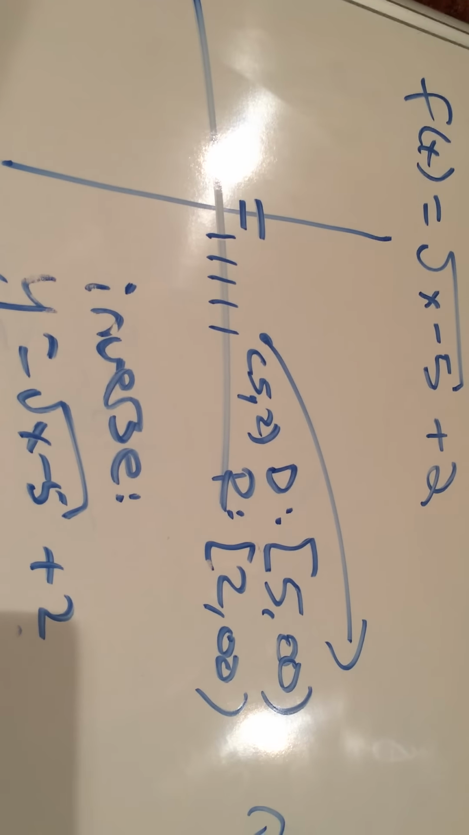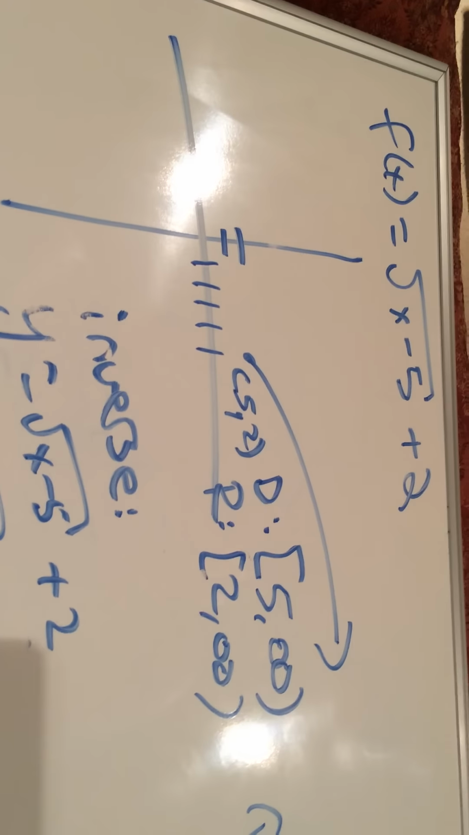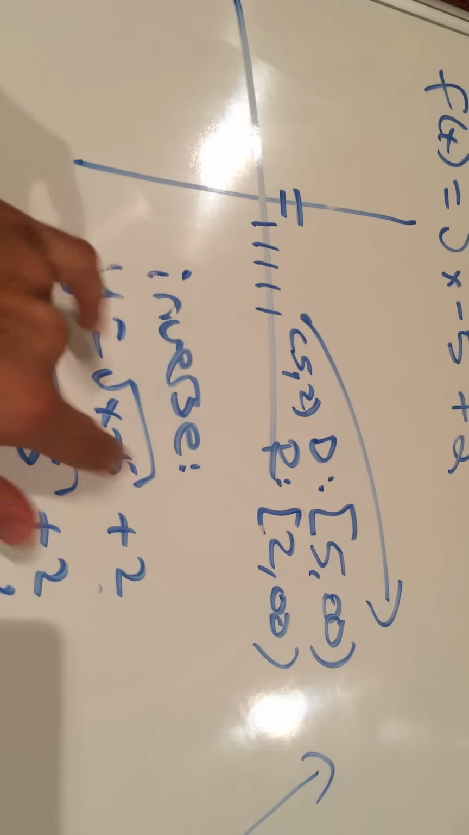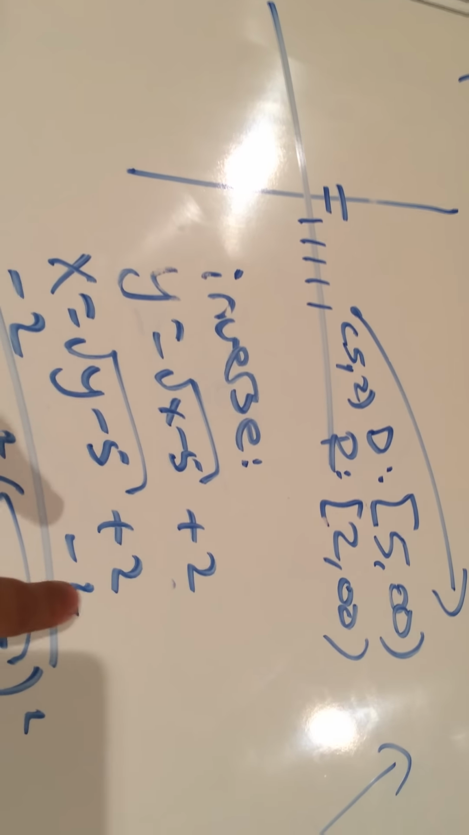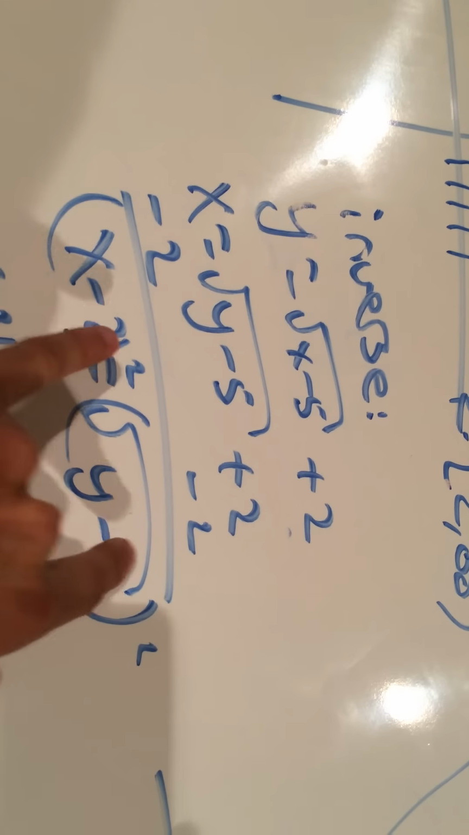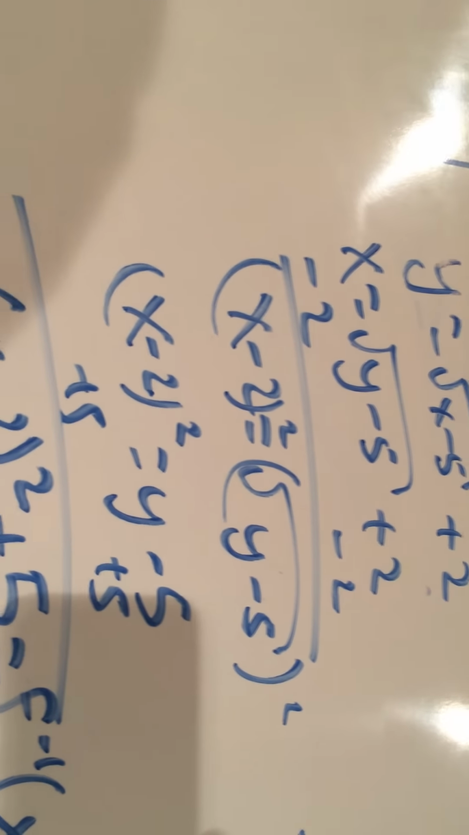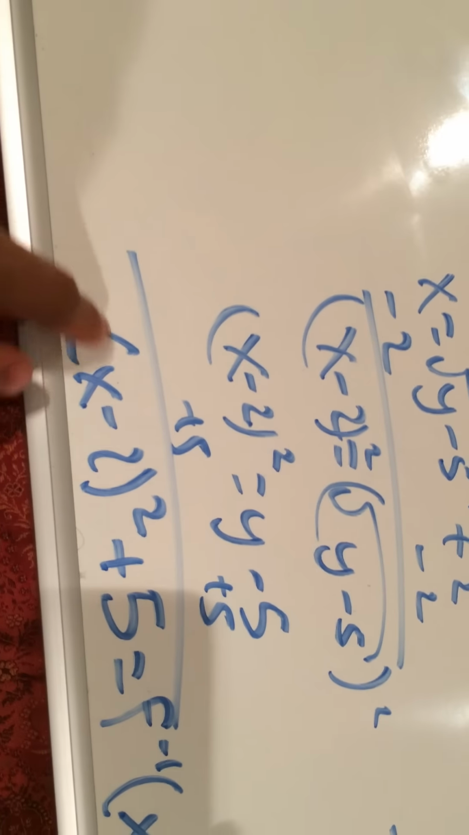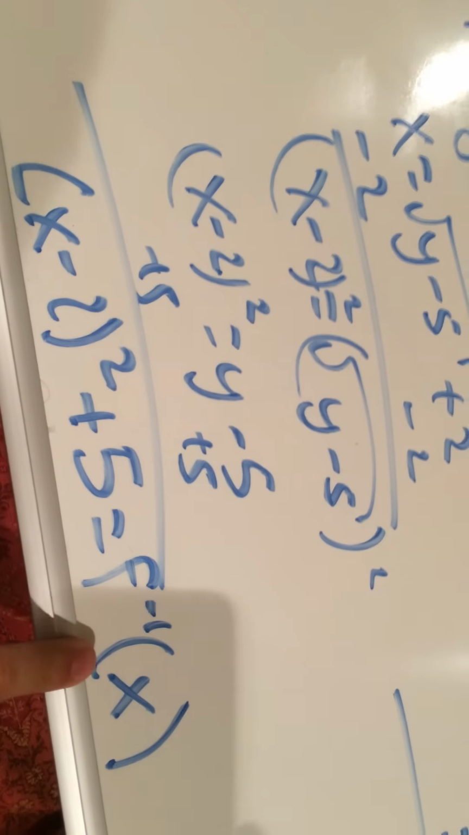Now, we also need to, in part B, find the inverse. So the inverse is, let me take this function, y equals square root of x minus 5 plus 2. Let me switch the x's and y's. So I've got x equals square root of y minus 5 plus 2. Let me subtract 2 on both sides. Let me square both sides to get rid of the square root. So I got x minus 2 squared equals y minus 5. Let me add 5 to both sides. So I've got x minus 2 squared plus 5 equals f inverse of x.